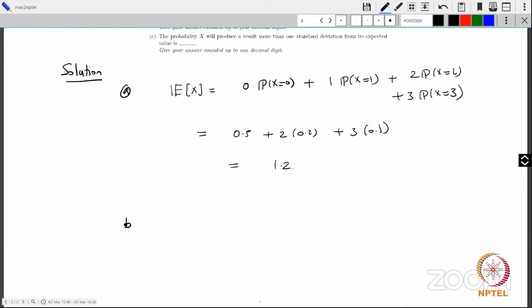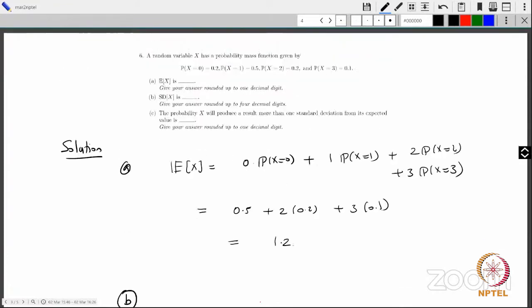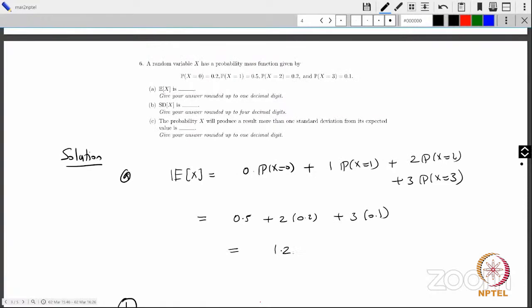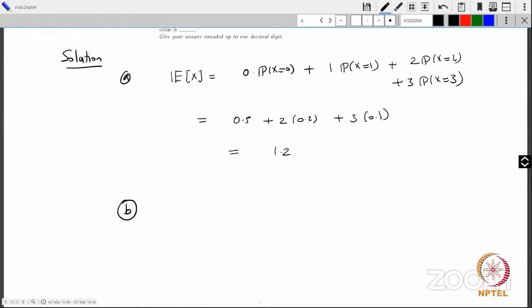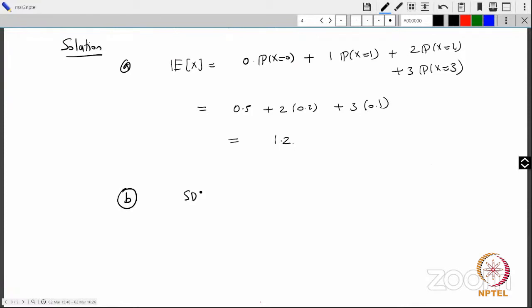So what's B going to be? SD of x. What's standard deviation going to be? It's a definition. Standard deviation of x, you can do it in many ways. One way is you can think of it as the square root of the expected value of x minus the mean, the whole square, x minus 1.2, the whole square. That's one way of thinking about it.